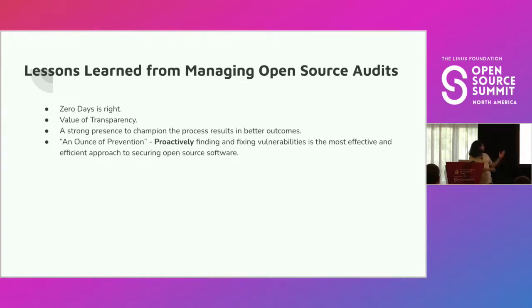As I mentioned, a strong presence to champion the process results in better outcomes, because another thing I briefly mentioned yesterday, and a lot of you are probably painfully familiar with, is that open source maintainers are busy. They have a lot to do, and most of what keeps them busy is keeping the lights on, so adding any kind of extra burden onto them is really asking a lot. That's another benefit we provide as an independent third party, to support the project maintainers along the process. And lastly, talking about an ounce of prevention, proactively going out and finding and fixing these bugs is the most effective and efficient approach to securing open source software, based on our experience.